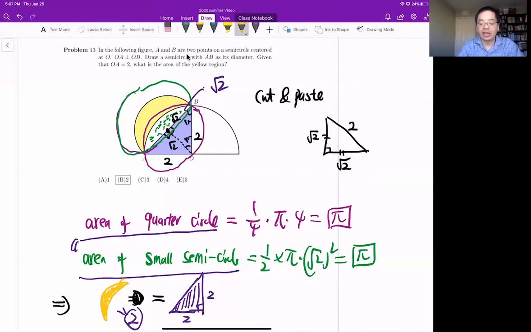So if you see a problem in AMC 10 or AMC 8 where you need to calculate the area of some curved region, almost certainly you need this kind of cut and paste. You just put things together into some nice regions, because we don't know calculus. If we don't know calculus, then we cannot calculate the areas directly.